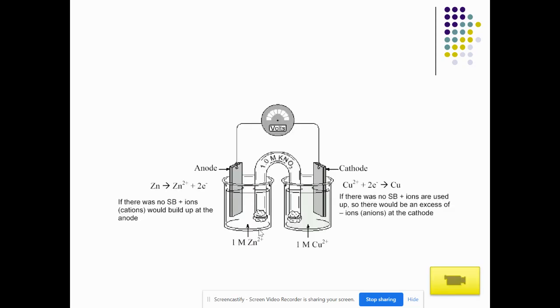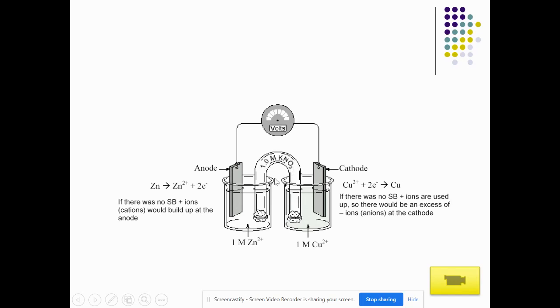So here's a typical cell. We have our anode. This is the oxidation reaction happening at the anode. We have our cathode. Here's a reduction happening at our cathode. This is called the salt bridge. The salt bridge is going to have two spectator ions in it, so we have the K+ and NO3- in it.